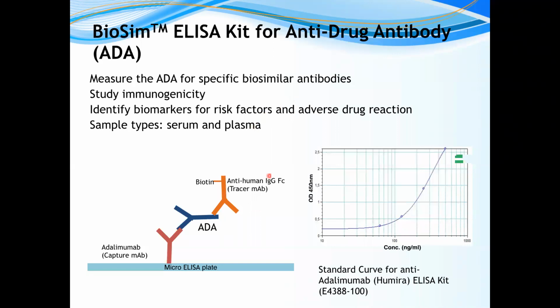These ELISA kits are very helpful for the researchers who are trying to understand the immune response against these biosimilar drugs. They can also be used for different types of samples, but most commonly serum and plasma.